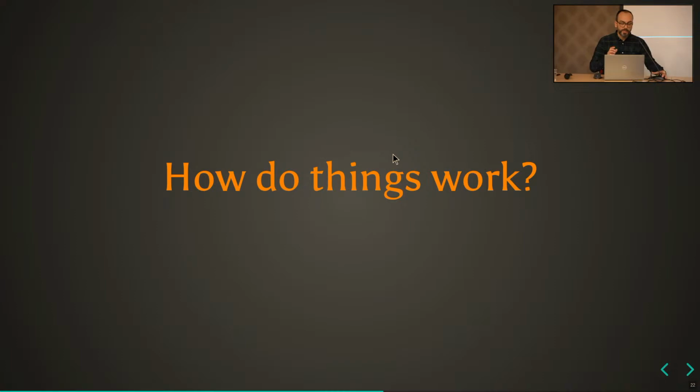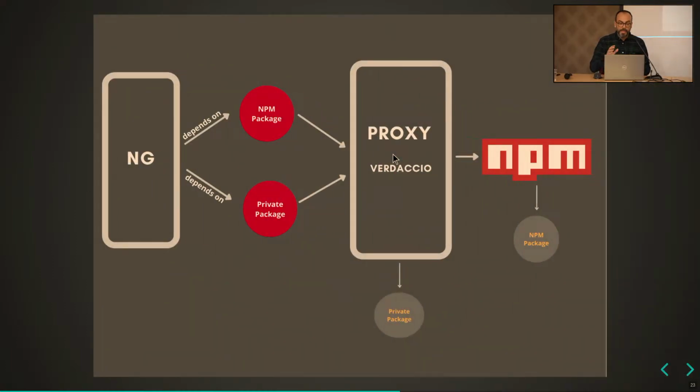In order to understand how to achieve this, let's first see how things work. Let's say that we have an Angular application. And before I start explaining all of this flow, we need to think of Verdaccio as a proxy that sits between the application and the NPM. It sits between these two.